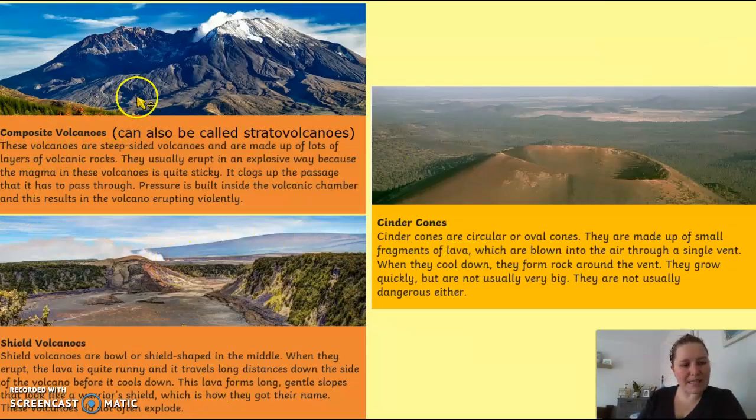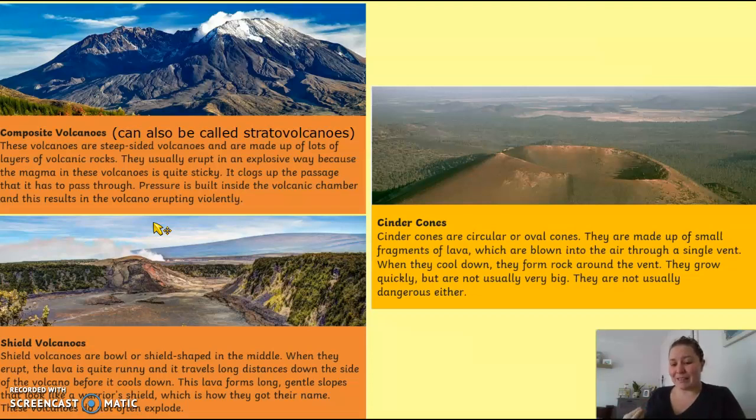We have got composite volcanoes. Now, these volcanoes can also be called stratovolcanoes. And if you're doing some extra research later on and you see stratovolcanoes instead of composite, the two are the same thing. So these volcanoes they've got steep sides, they're made up of lots of layers of rocks, and their eruptions are usually quite explosive.